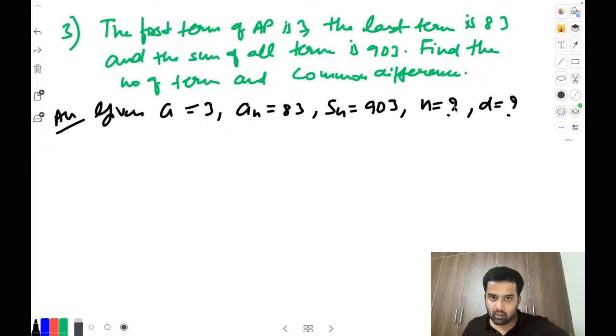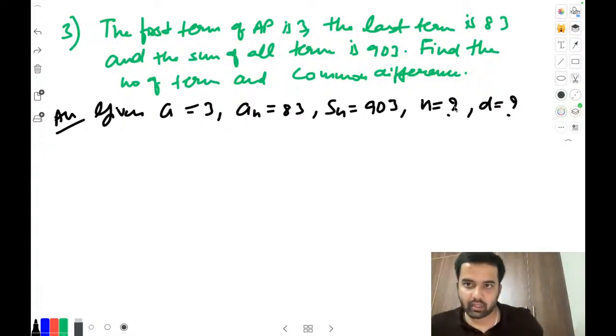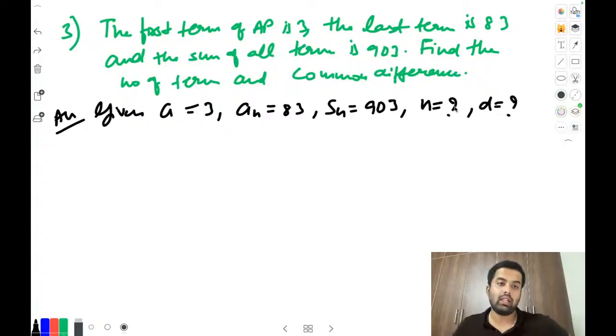Yes. Figure out what to do here, boys and girls. Figure out how you will get the answer of n and d. Do it. Last question. Let's take the time and solve. Try this, everyone.